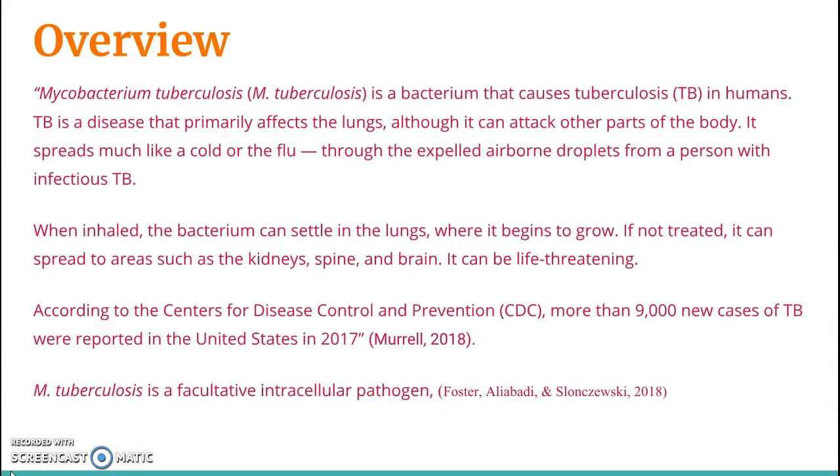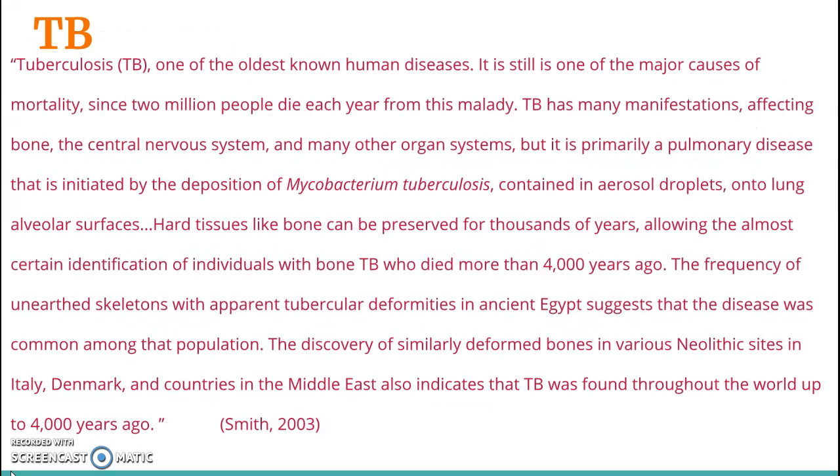It spreads through expelled airborne droplets, much like the flu or cold. When inhaled, the bacteria can settle in the lungs where it begins to grow, and if not treated, is able to spread to other areas such as the kidneys, the spine, and the brain. According to the CDC, there were more than 9,000 new cases of TB reported in 2017. TB is the oldest known human disease. It goes back over 4,000 years, and 2 million people die from this disease each year.